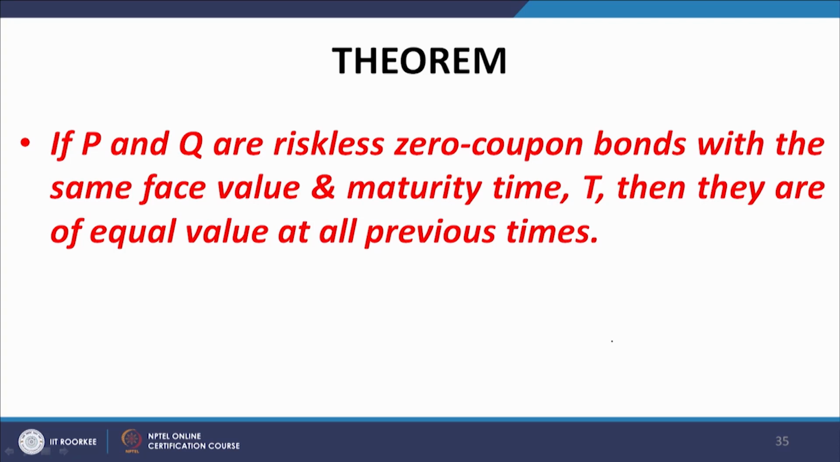Theorem: if P and Q are riskless 0 coupon bonds with the same face value and maturity time T, this is important, let me underline this. P and Q are riskless. This riskless word is very important. It will come back when we talk about the proof of this theorem. If P and Q are riskless 0 coupon bonds with the same face value and maturity time T, then they are of equal value at all previous times.